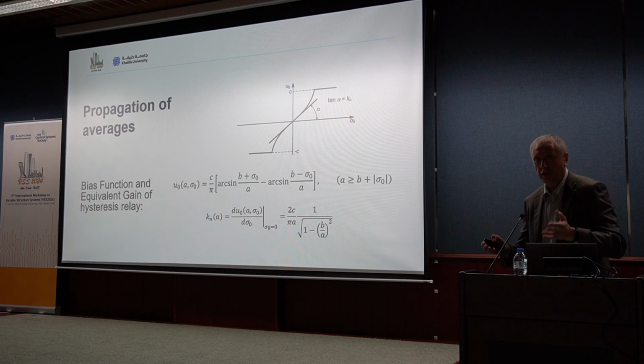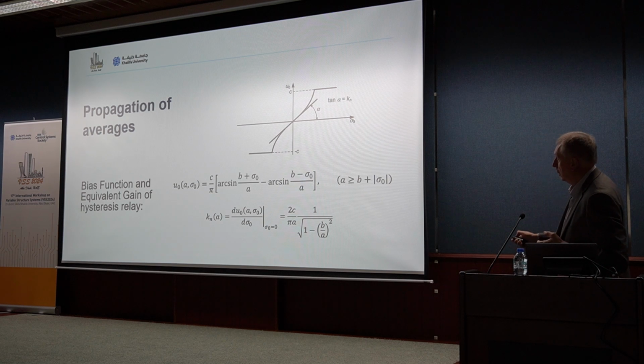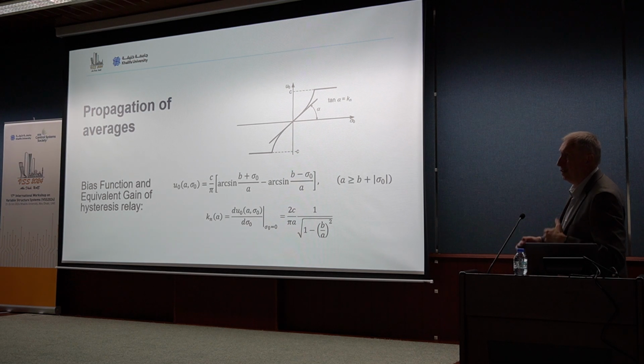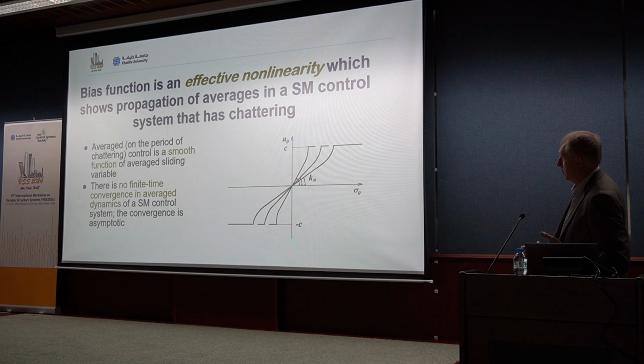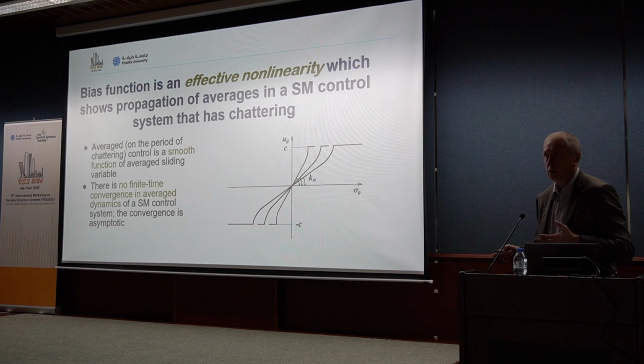So for the dynamics of averages, we don't have finite time convergence because for them the system is Lipschitz. And in fact, because this nonlinearity becomes sufficiently smooth, we can approximate it by a linear function at 0, find the slope of this function at 0 and call it the equivalent gain. And analyze the propagation of averages as the dynamics of a certain equivalent linear system. So here the bias function is an effective nonlinearity for the average dynamics.